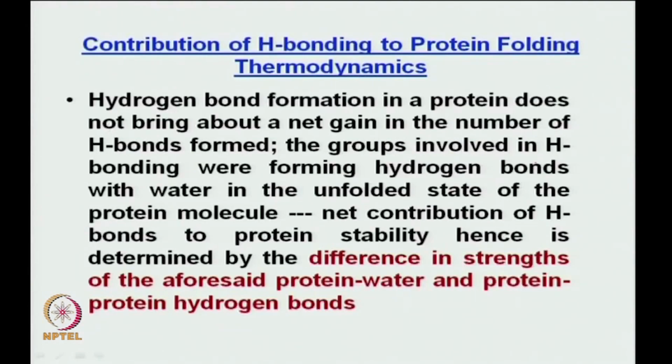So, let us think about hydrogen bonding, its contribution to protein folding thermodynamics. What it says is that hydrogen bond formation in a protein does not bring about a net gain in the number of hydrogen bonds formed. Why does it say so? It says so because the groups involved in hydrogen bonding were forming hydrogen bonds with water in the unfolded state. So, that means when the protein was not folded, whatever groups were forming hydrogen bonds, because what are the groups which form hydrogen bonds? It is not the hydrophobic groups, right, it is the NHCO and all these things, your salt bridges and all these.